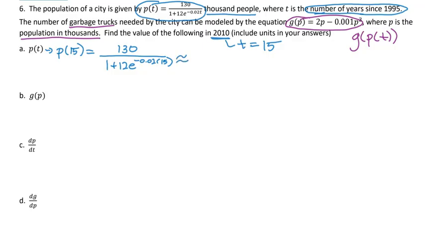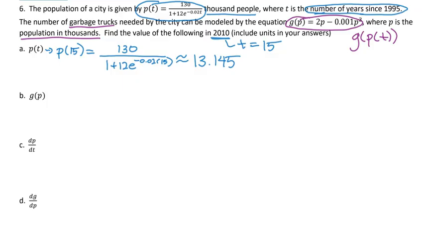And if I plug that in correctly, I get about 13.145, meaning that in 2010, the population is about 13,145 people. Next on our list is to find G of P for the year 2010.